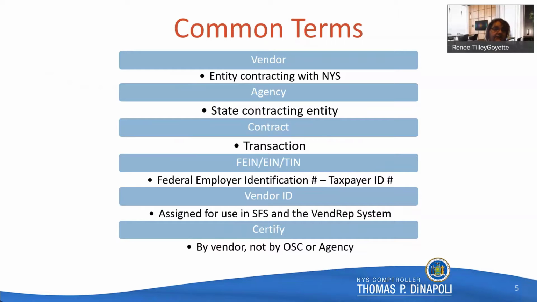FEIN, EIN, or TIN refer to the Federal Employer Identification Number. We use these terms interchangeably. No matter which way it is used, it refers to the Federal Employer ID Number. Vendor ID gets assigned for both use in SFS and the VendRep system. Certify applies to the vendor, not to OSC or the agency.